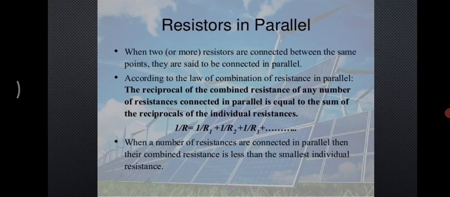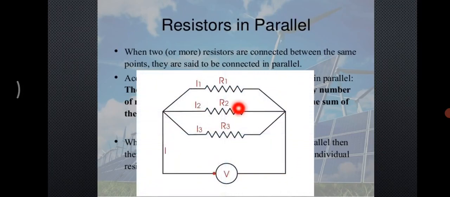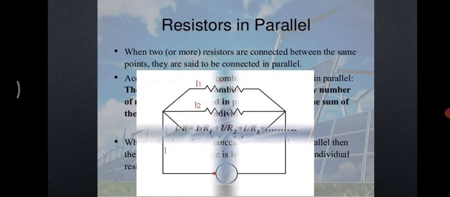Now, resistors in parallel: what does this mean? When resistors are connected in parallel, what happens? They are said to be in parallel when they are connected between the same points. I have shown you the diagram. You can see R1, R2 and R3 connected to the same terminals. This terminal of R1 is also connected to R2 and R3, and the ends of these are connected to the same terminals. Such a connection is called a parallel connection.